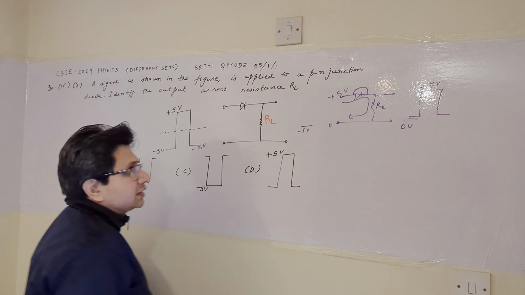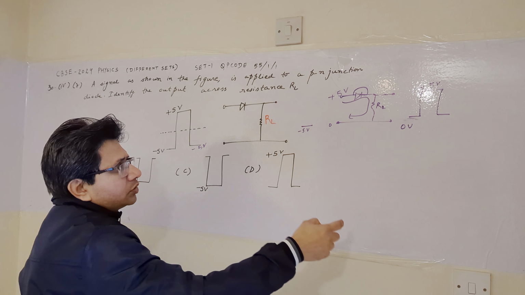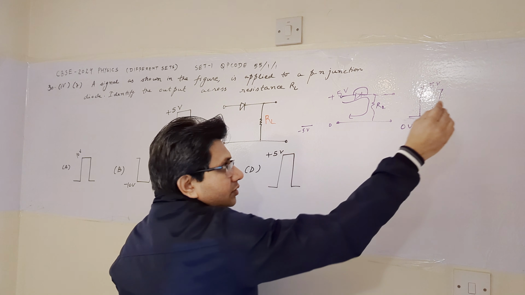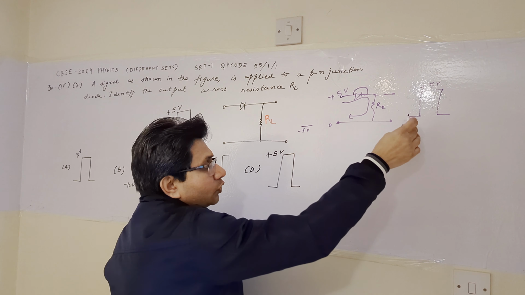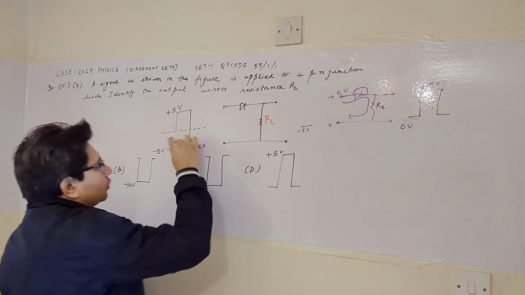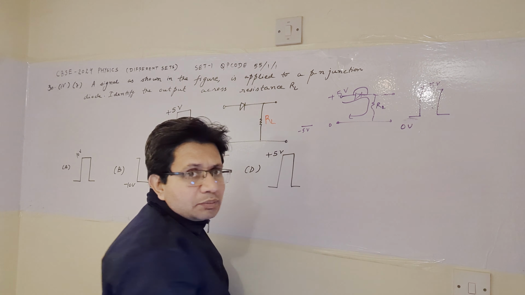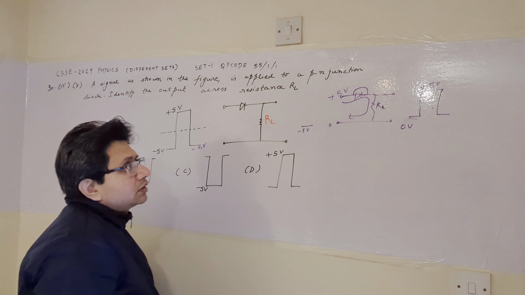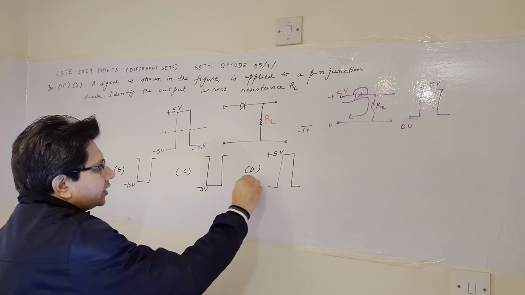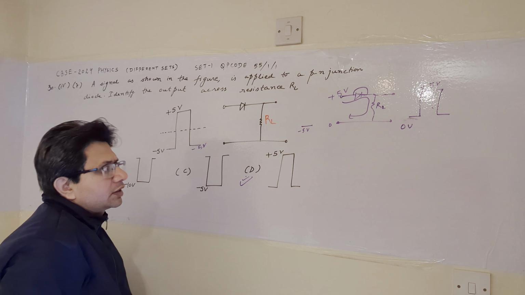So in this way, we can say that the output voltage waveform looks like this. This is one pulse of the output voltage waveform. And when the input voltage waveform follows this same pattern, the output also follows the same pattern. So this is the answer. We can say that option D is correct here. Option D is the correct option.